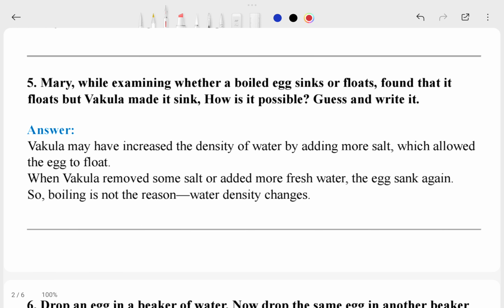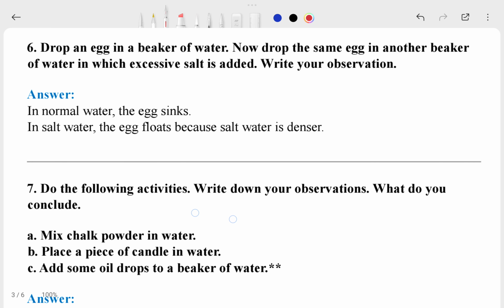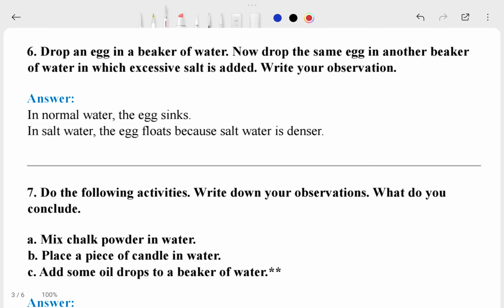Mary will examine whether a boiled egg sinks or floats, and found that it floats. Okay, now how is it possible? So whenever you get confused, once match with your textbook. Take your textbook with yourself only, because whenever you get doubt or confusion, by looking at your textbook you will understand. This is your sixth question and here is your answer.